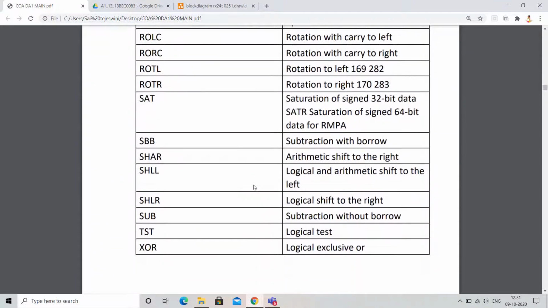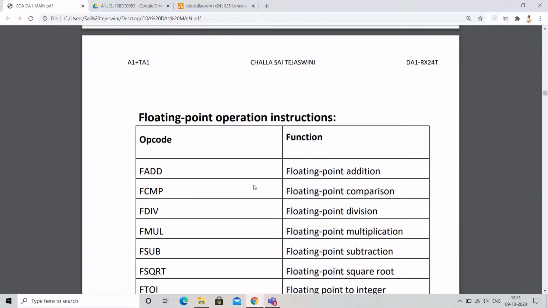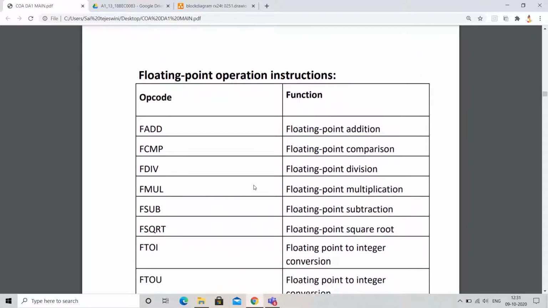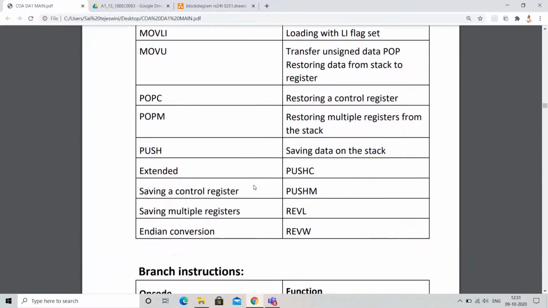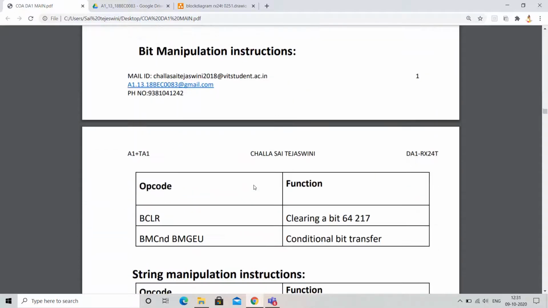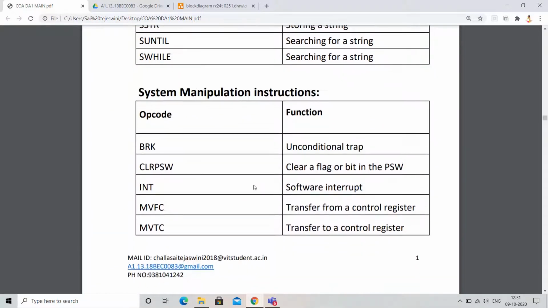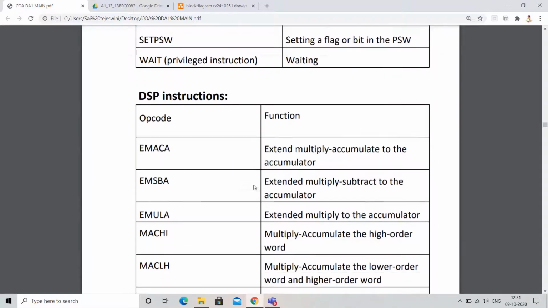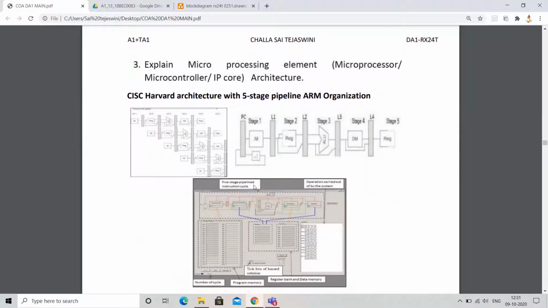These are the instruction set operations, and floating point operation instructions are also mentioned. Data transfer instructions, their corresponding functions, bit manipulation instructions, string manipulation instructions, system manipulation instructions, and DSP instructions are all mentioned below. Coming to the third question, explain the microprocessing element architecture.